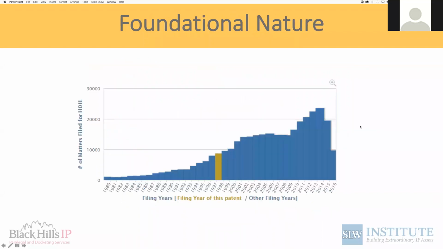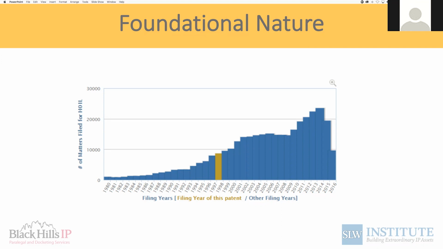To complement the forward citation analysis, it's useful to consider the foundational nature of the patent. And sometimes that's tricky to figure out, especially when we're trying to look at it from an analytical perspective before we get into the scope of the patent claims. One way to do it, however, is to take a look at the patent's filing date within its class or within its art unit, and then overlay the filing trend over time. And that can give us a little bit of an idea of the foundational nature of the patent.